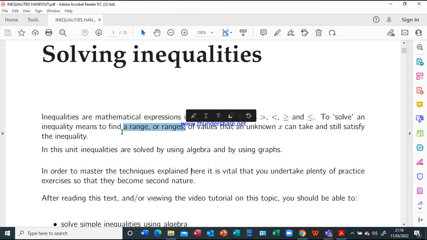Okay, so we will be dealing with a range of values instead of just a single value, because the unknown now takes on so many values. For illustration, you could have something like x plus 3 is greater than 4.